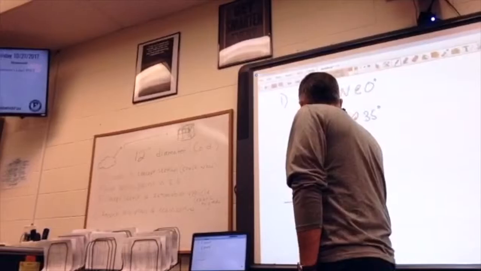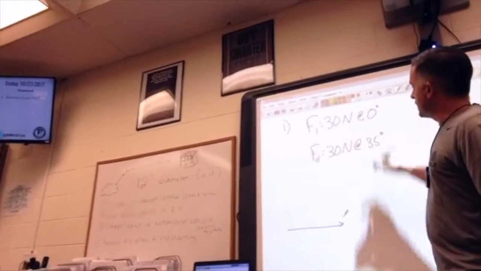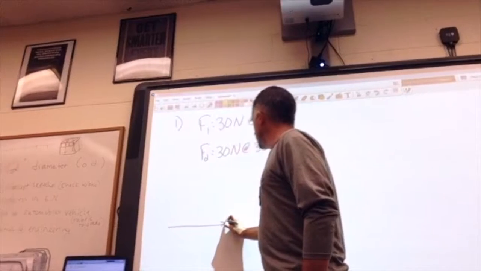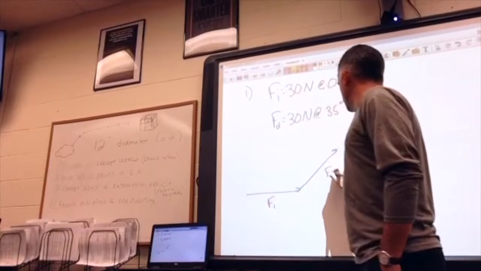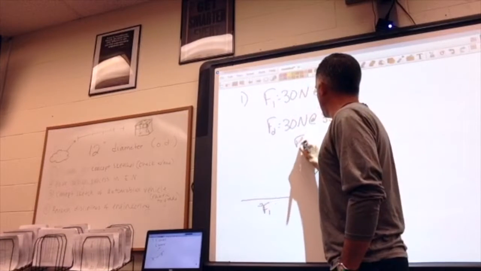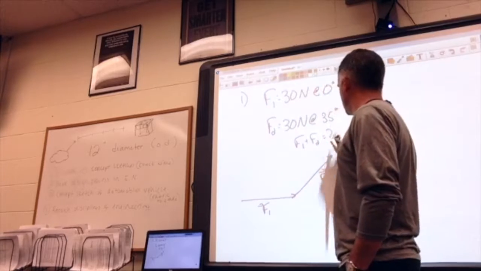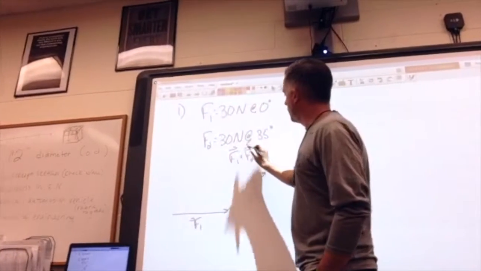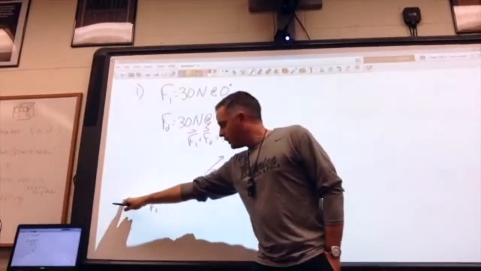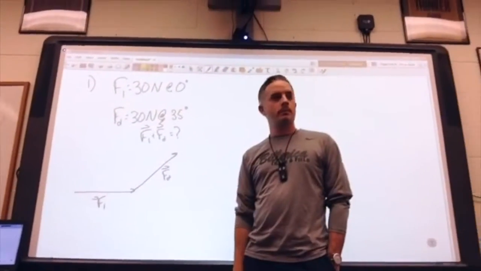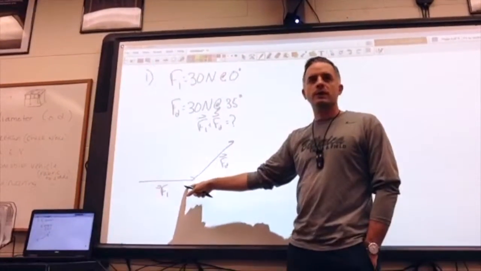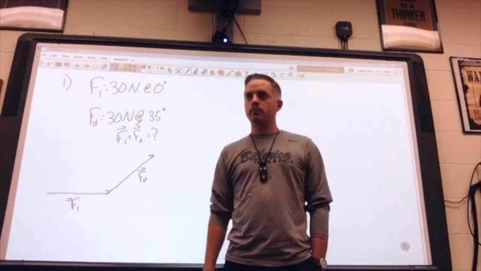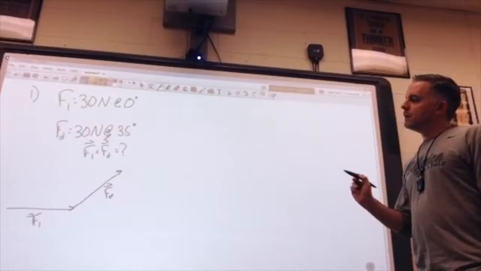So, number one gives us these two forces, and they want to add them. So this could be the first one, and then let's say that's the second one. So there's F1 and there's F2. And the question asks, what is F1 plus F2 equal to? F1 plus F2 is just the order in which I draw them. So if we wanted F2 plus F1, I would have drawn F2 first and then connected F1 to it that way. So again, we want to know what is F2 plus F1.